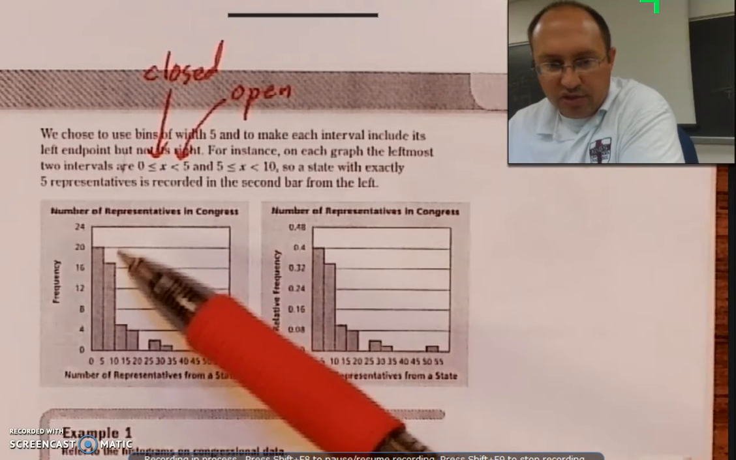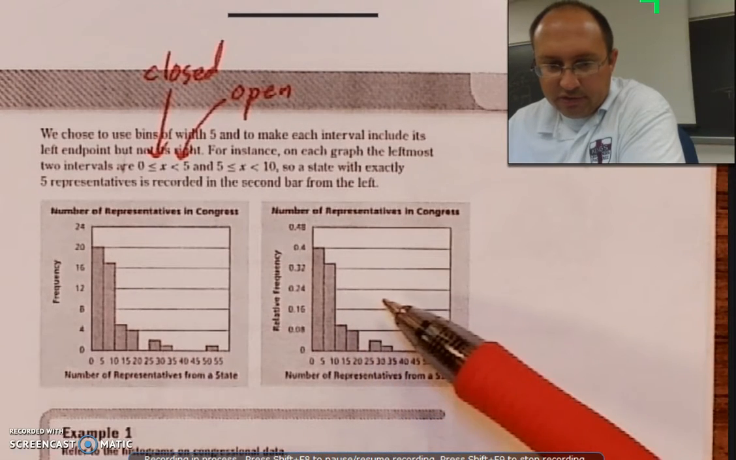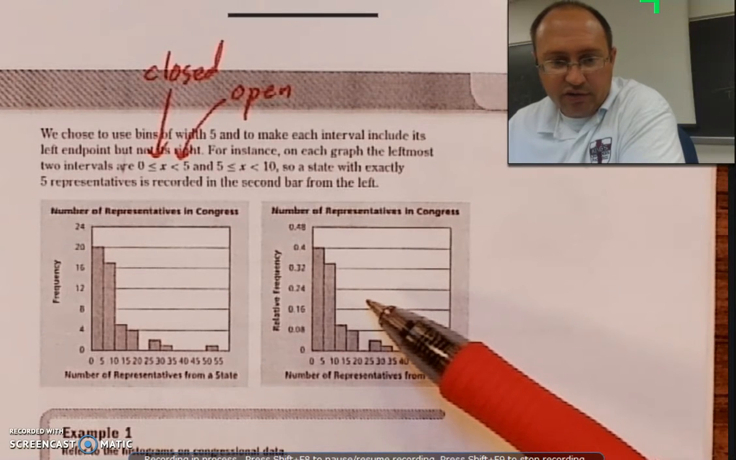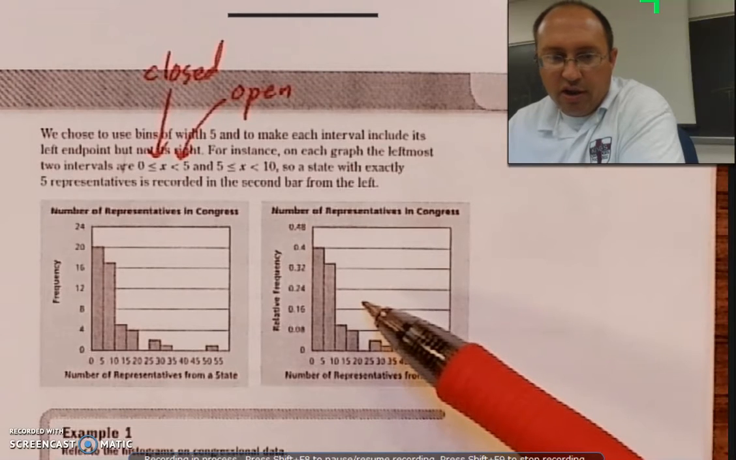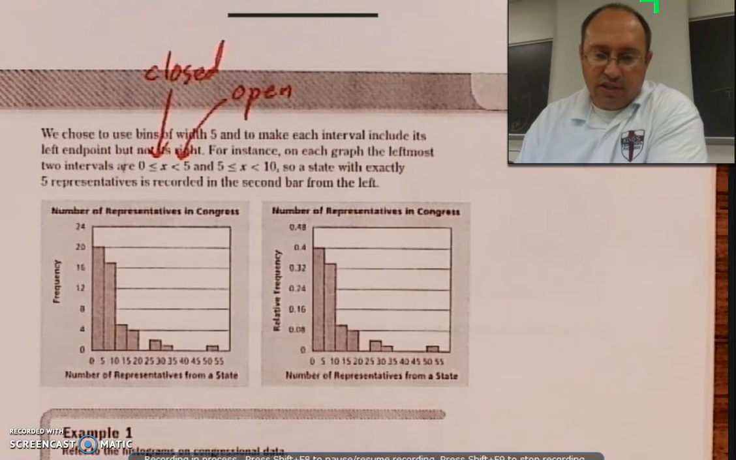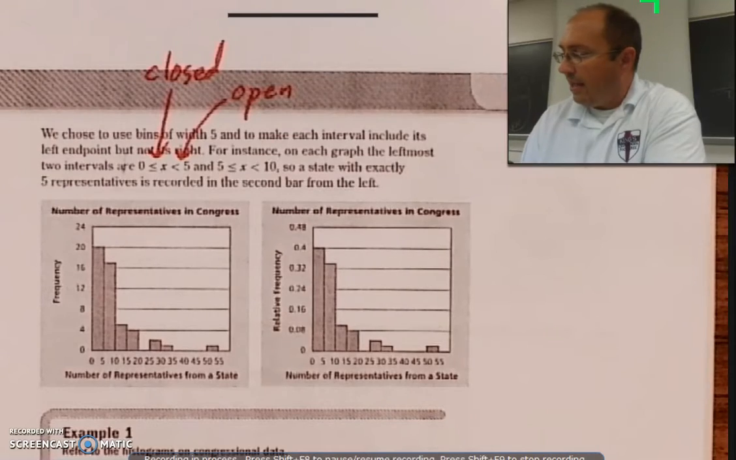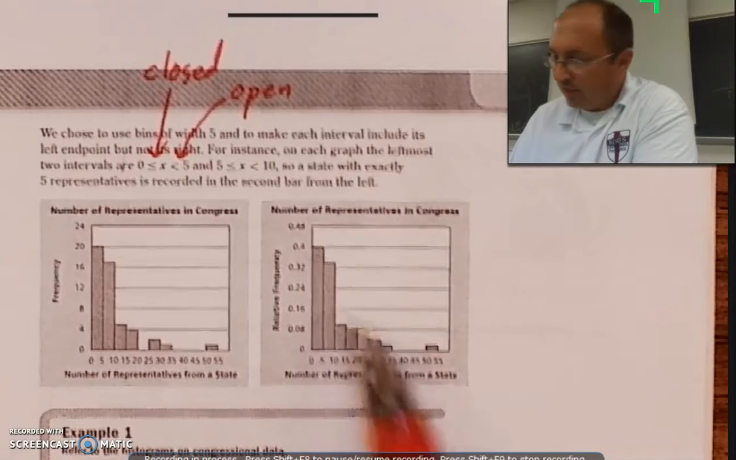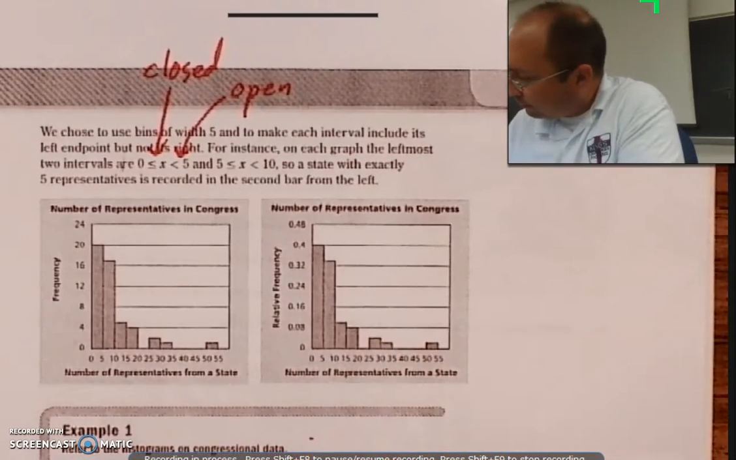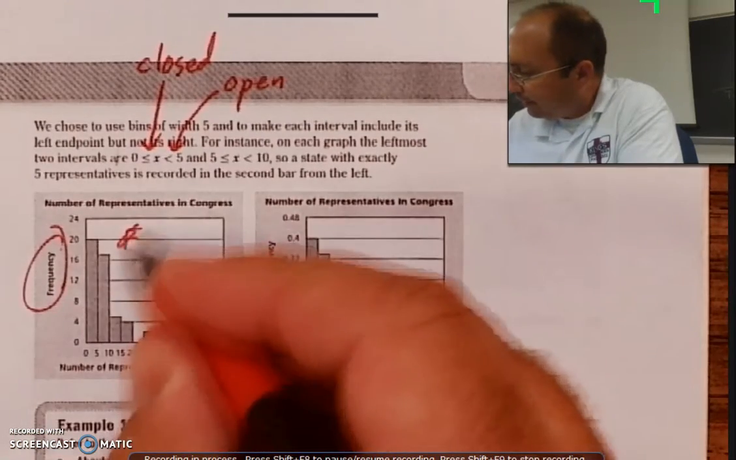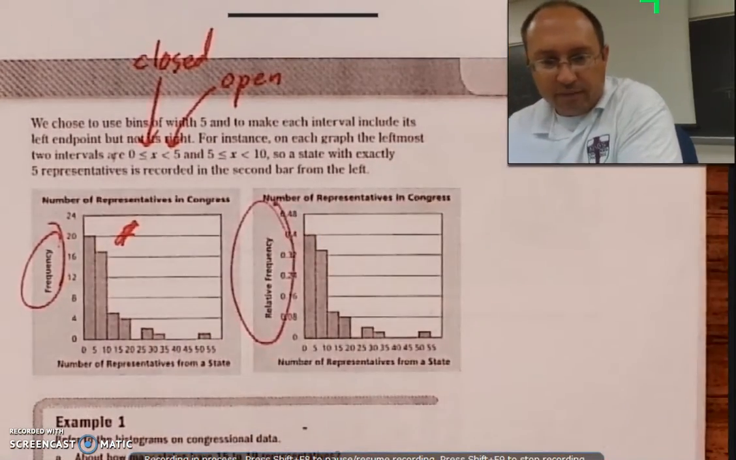Now, how do you change this into this? You have to divide by the total. So the number of representatives in Congress, you would take each bar and divide by that. So in this case there's 50 states, so you're going to divide everything by 50. And that will change them into percentages. And so this is called a frequency side. Duh. And this is a relative frequency.